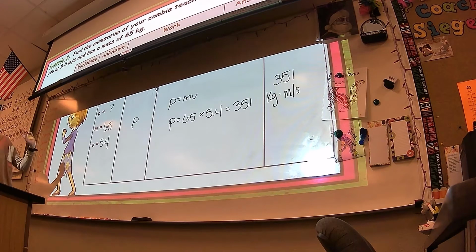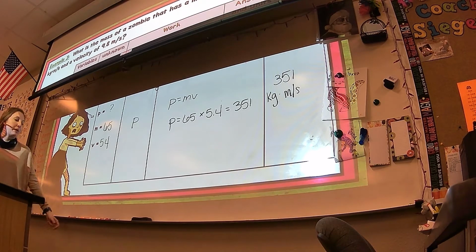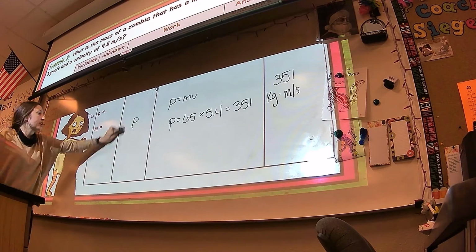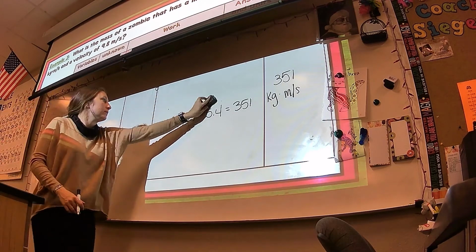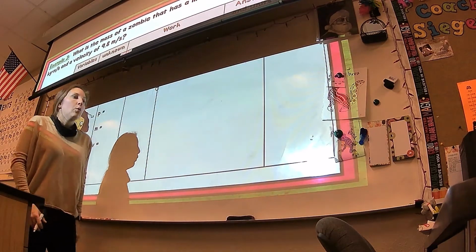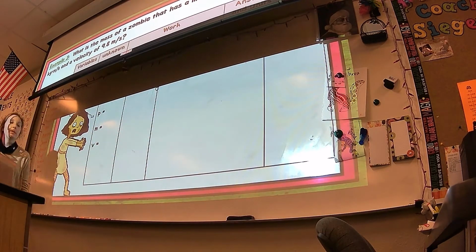Now, these first two examples, we were missing P. Okay, this next example we're going to do, we're not going to be missing P, we're going to be missing something else. Okay? So let's figure out how we're going to handle that situation. What is the mass of a zombie that has a momentum of 850 kilograms times meters per second and a velocity of 9.8 meters per second?